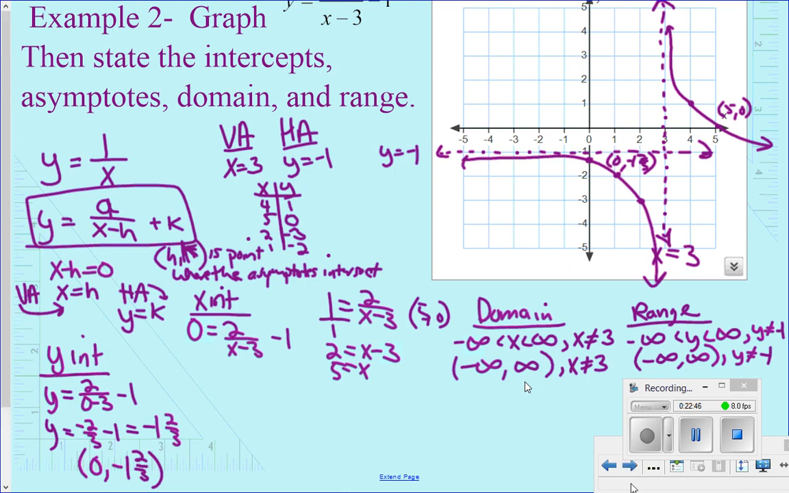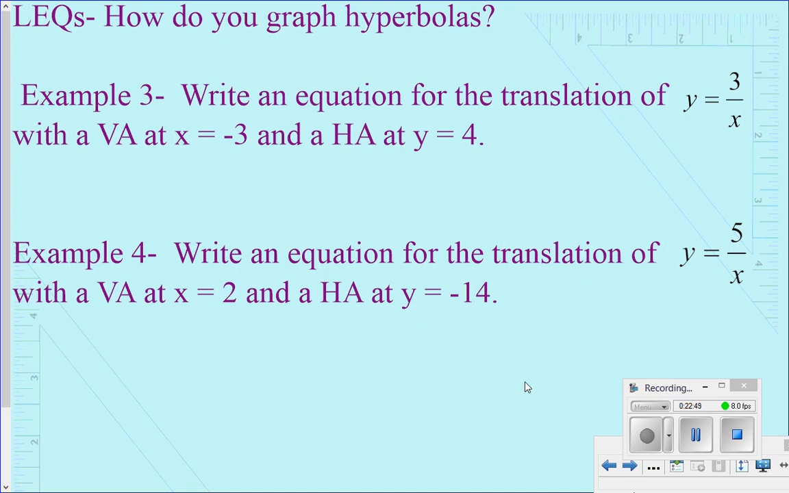However, I am going to continue on with what would have been the rest of the notes, just in case anyone's watching this. We did run out of time in class. But the equation for the translation of y equals 3 over x with a vertical asymptote at x equals -3 and horizontal at y equals 4. Well, I'm going to take the original equation, y equals 3 over x, and I'm just translating that. So if x equals -3 is the vertical asymptote, that means it was shifted 3 to the left. So remember, we're putting in the denominator x minus whatever. So if I'm subtracting x minus -3, that means x plus 3.